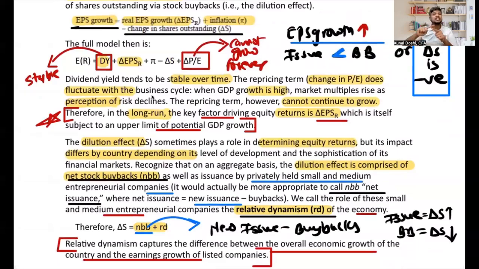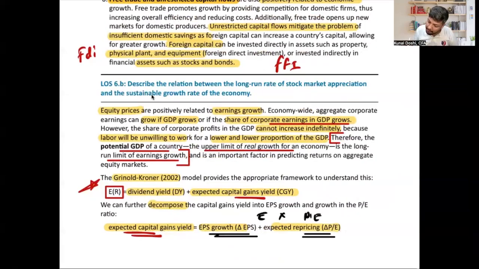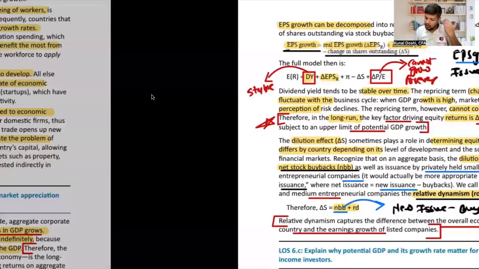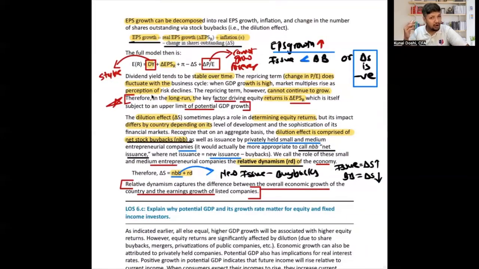What did we discuss? That the economy cannot forever grow at a high rate. So what is potential GDP? We just discussed potential GDP: the term is the upper limit of real growth rate. Why this upper limit? Because beyond a point, if the economy is growing, the labor cost or the wage rate will also grow. So no economy can forever grow at a high rate. So that potential GDP rate is the maximum real growth rate. Got it? Everyone, right? This is the discussion about the Grinold-Kroner model.